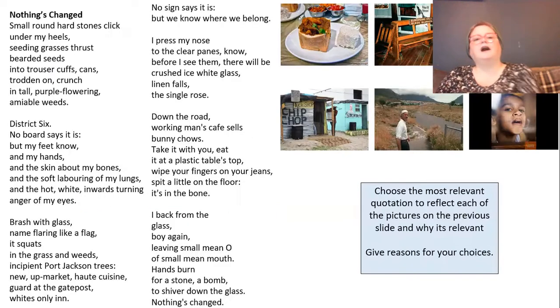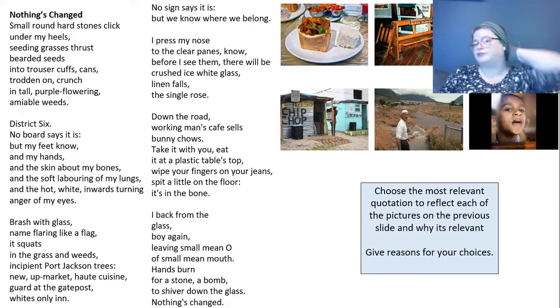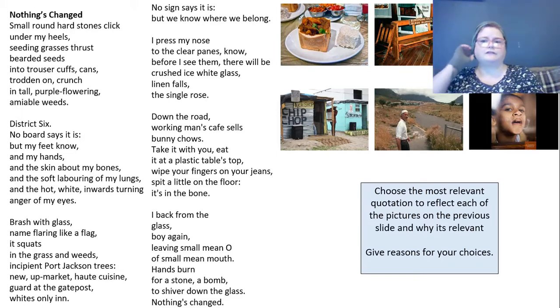Amazing, well done. Okay, so we're going to read through first of all the poem Nothing's Changed, and you can see the full text of that now on the screen. You can also see those pictures. So we looked at those at the very end of last lesson. What you're going to do now is choose a quote from the poem as we read through that you think talks about any of those individual pictures.